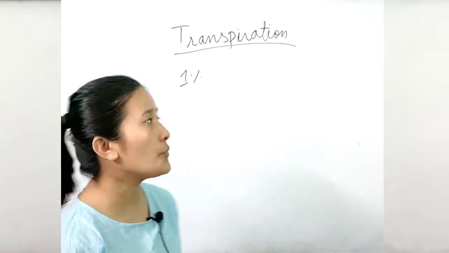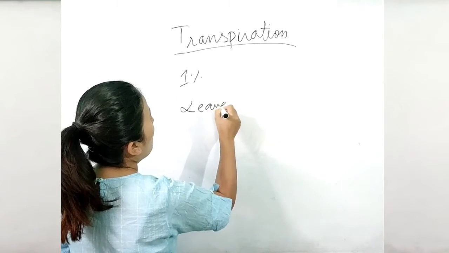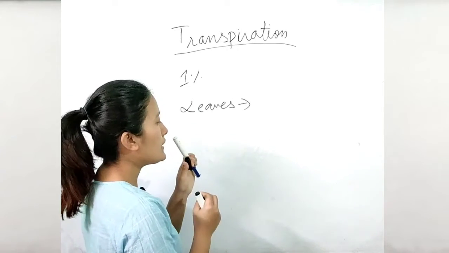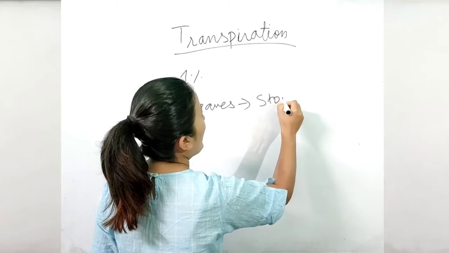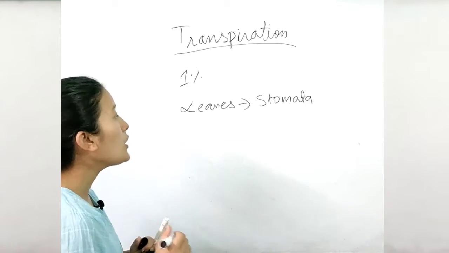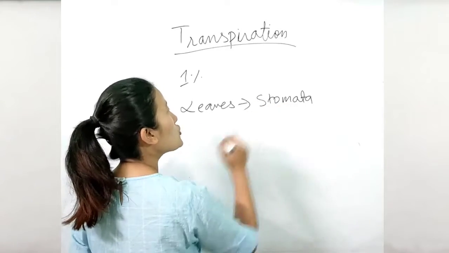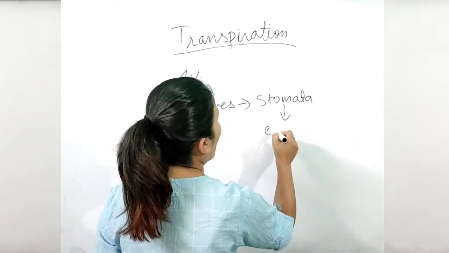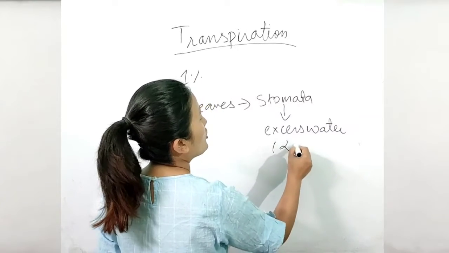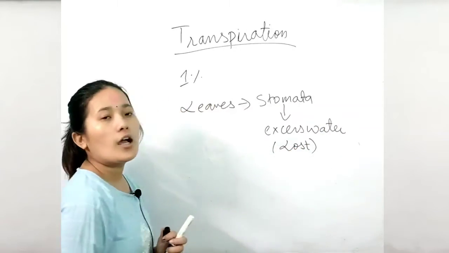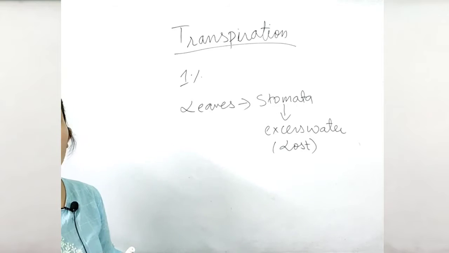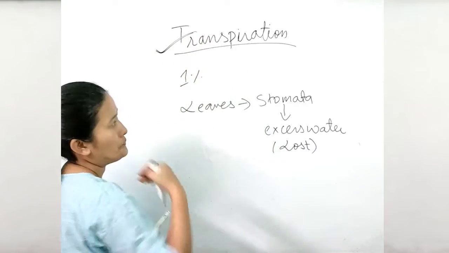Now how is it lost? As we know, leaves have pores on the lower side. You can see the pores. Those pores are referred to as stomata. If you observe under the microscope, you will see those pores. So leaves have stomata, and through the stomata the excess water is lost. This process by which the excess water is lost from the leaves through stomata is referred to as transpiration.